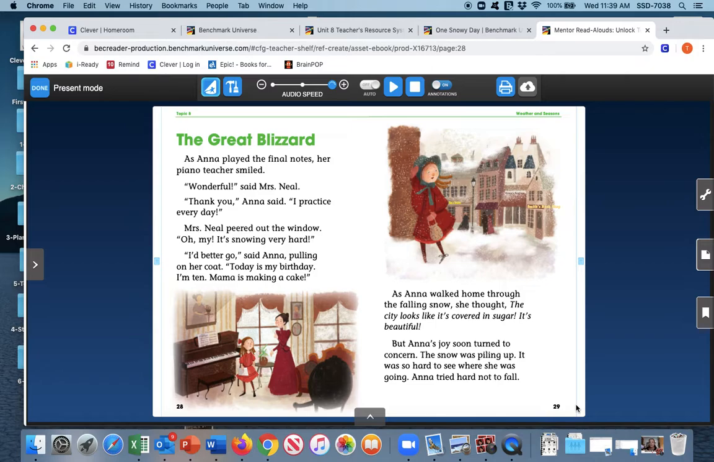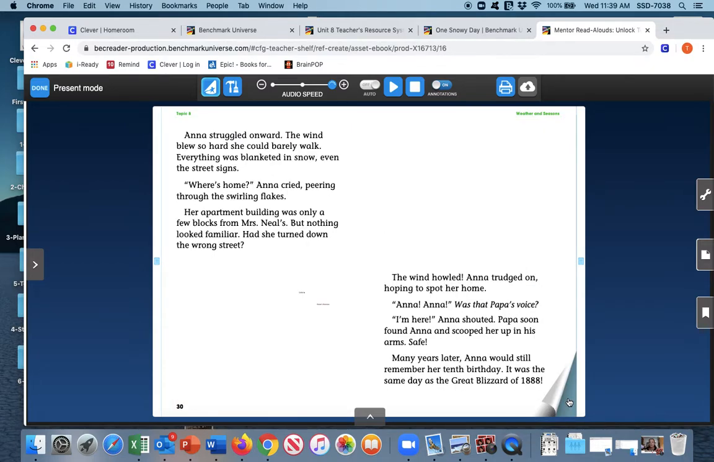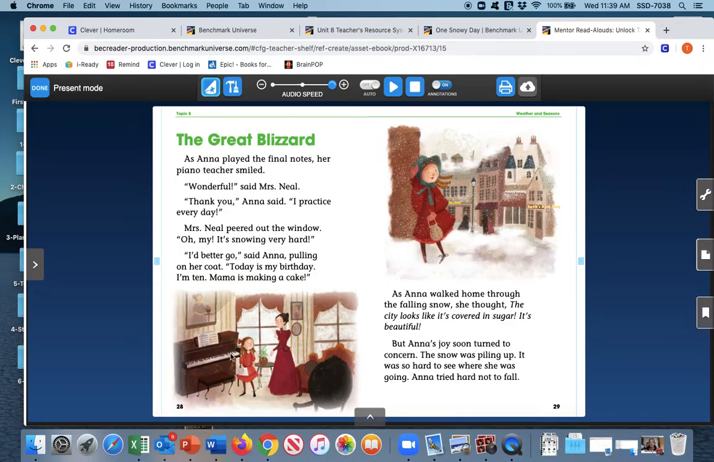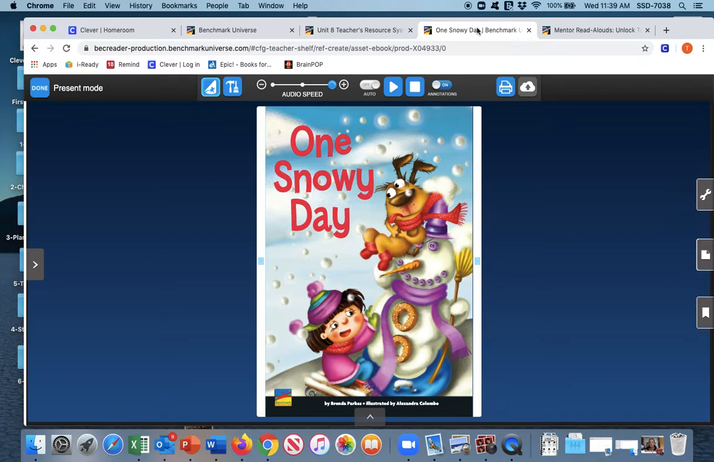And I can turn the page here, I think. Nope, it's not going to let me turn the page. Oh, there we go. And so then at the end, she made it home to her dad safely. Okay, so we're going to be comparing this story with One Snowy Day. So we've been talking about One Snowy Day since Monday, and now we're going to do our compare and contrast just like we've done in the past. So I think this is going to be a lot of fun today.